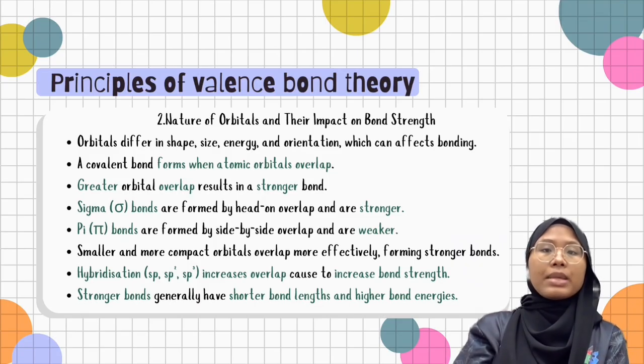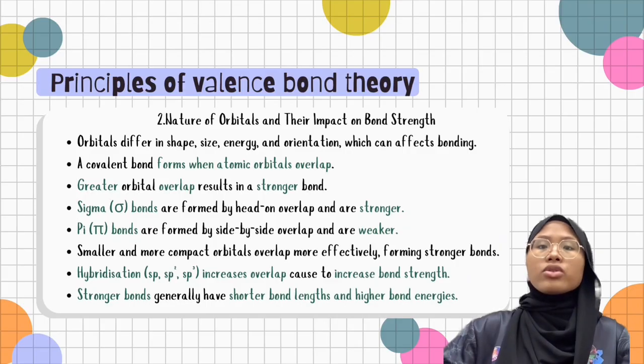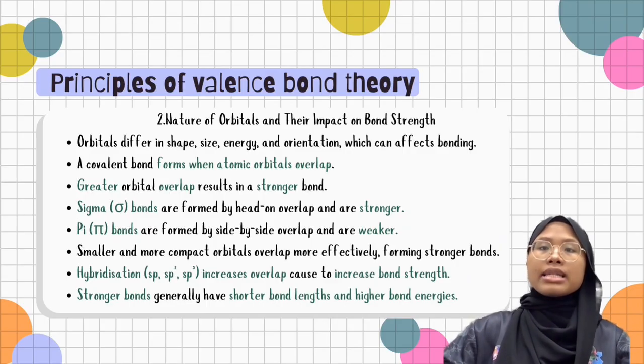There are two main types of covalent bonds. Firstly, sigma bonds. Sigma bonds are formed by head-on overlap of orbitals along the bond axis, which makes them stronger. Second, pi bonds. Pi bonds are formed by side-by-side overlap, and because this overlap is less effective, pi bonds are weaker than sigma bonds.